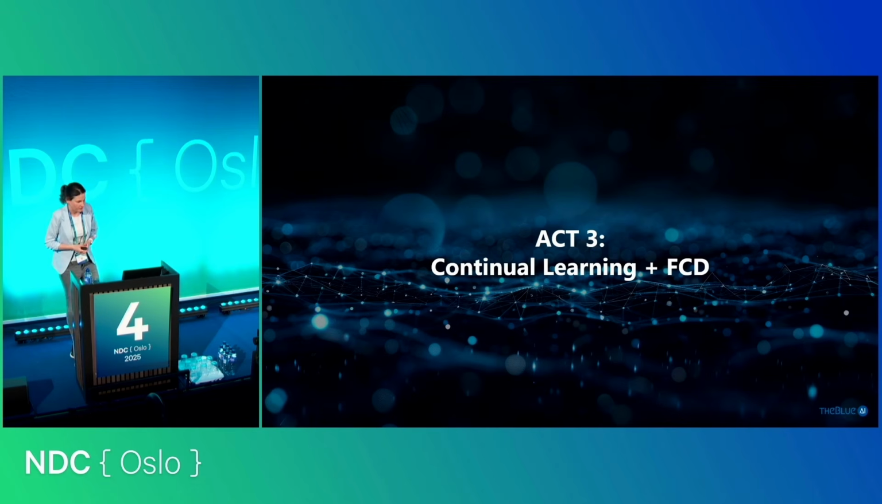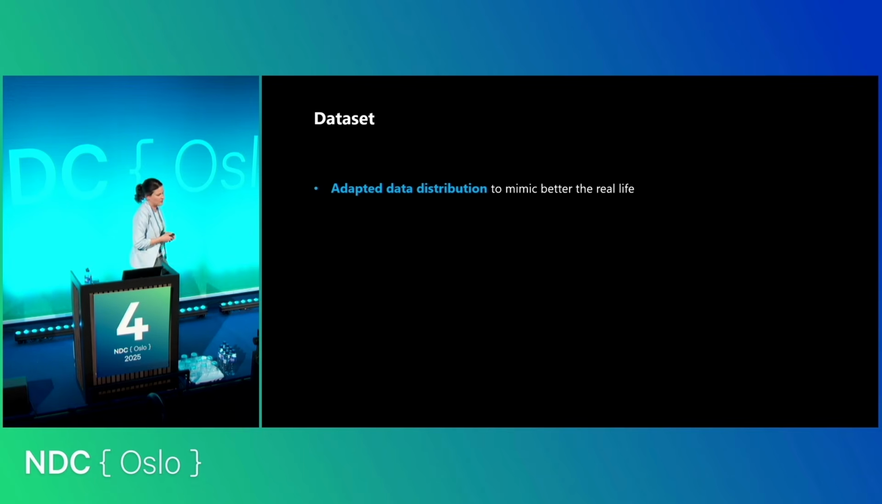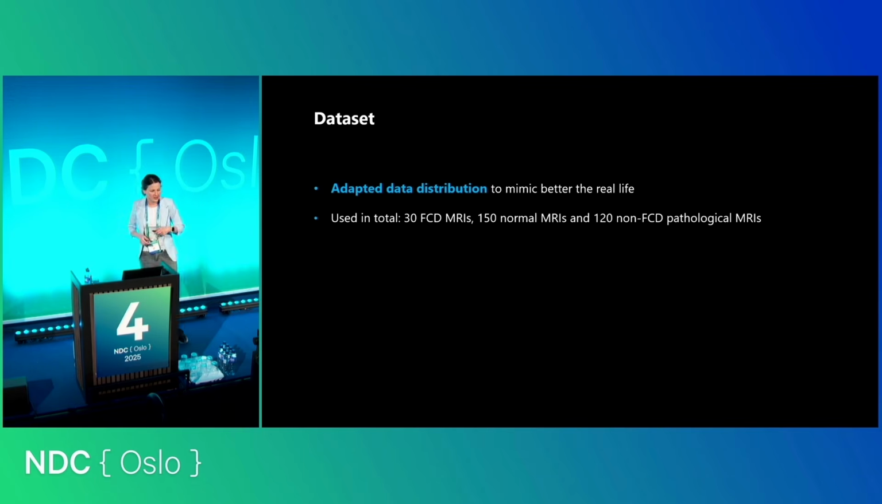So let's jump now back to our FCD story, and let's see how continual learning can be applied in a real-life task. We came back again, having all of this knowledge about continual learning, and we again decided to collect a new data set. But this time, we wanted to adapt it to the real-life data distribution, meaning that the FCDs are not in the majority. It's the other way around. Right now, we only had 10% of the FCDs in our data set.